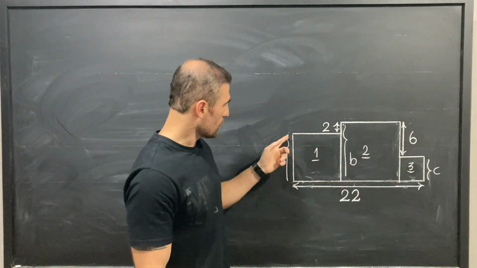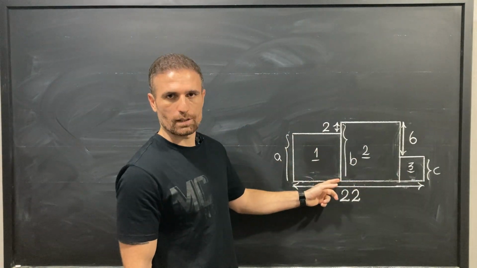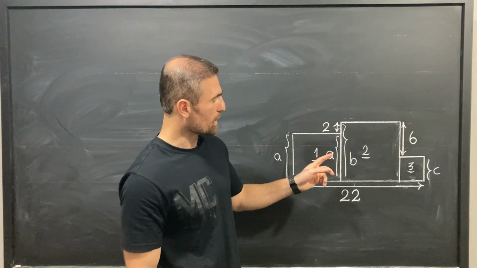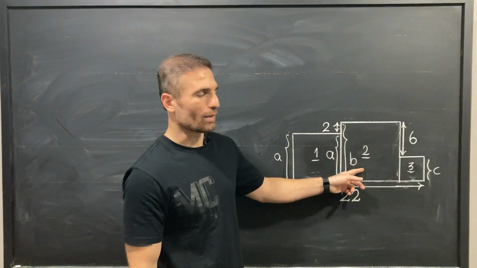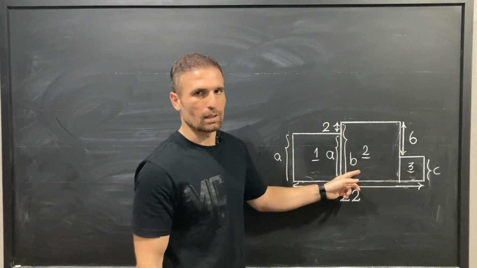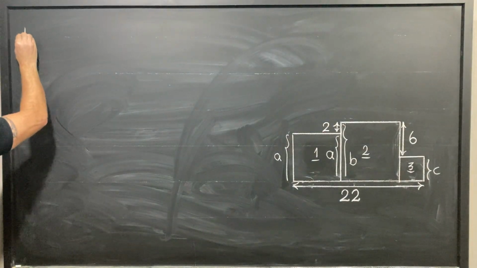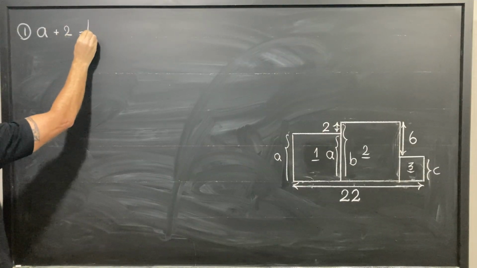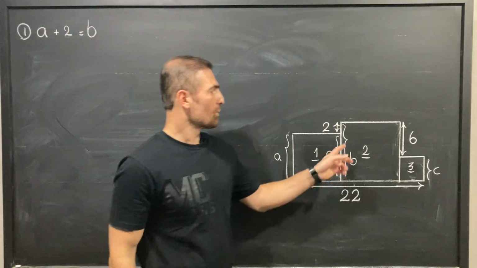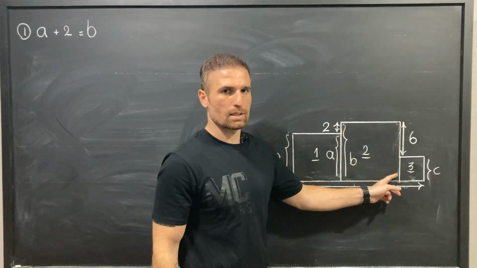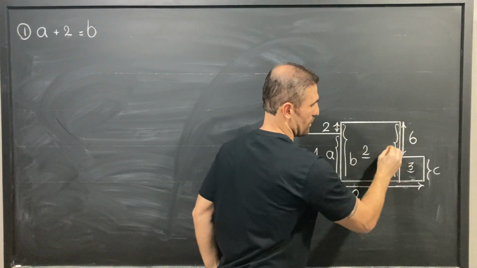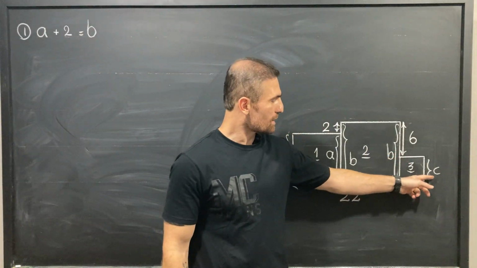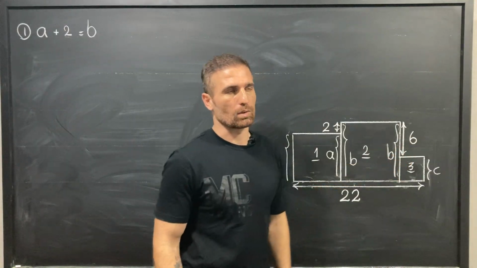How? Let's see. If this is A, so this side also is A. Now, tell me, what is the relationship between A and B? Right. A plus 2 equals B. Let me write it. Relationship number 1 says A plus 2 equals B. Next, if this side is B, so this side is B. Now tell me, what is the relationship between B and C? Right. C plus 6 equals B. Let me write it.